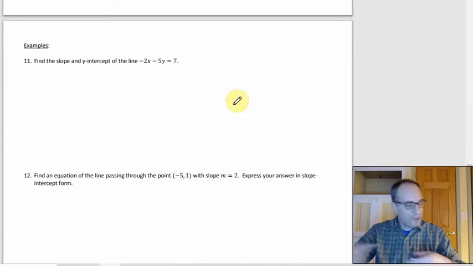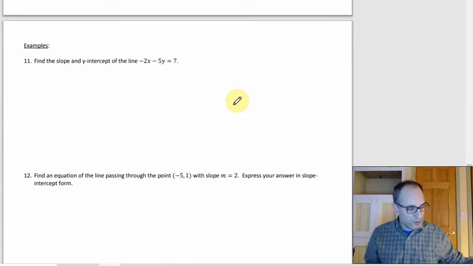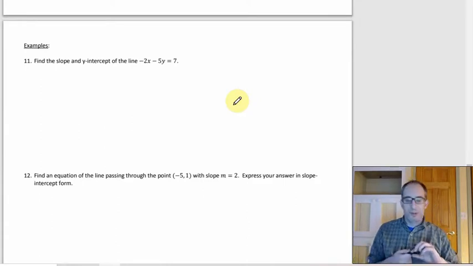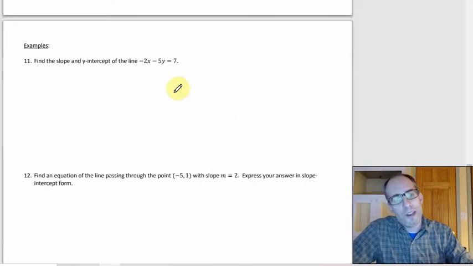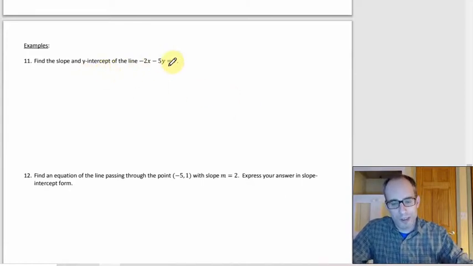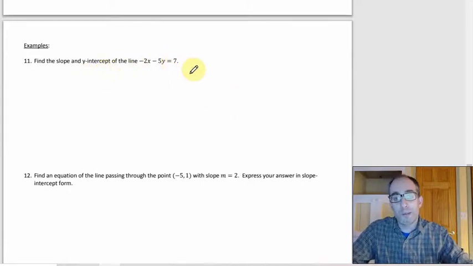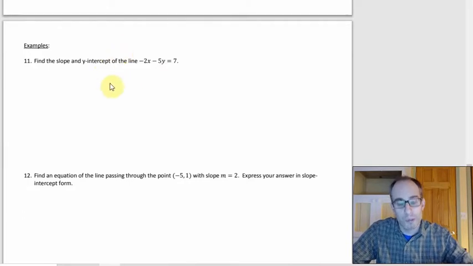All right, so the other examples, this first one doesn't actually involve the point slope formula. But if you want to know what the slope and y-intercept of this line were, it would help to get it into slope-intercept form.